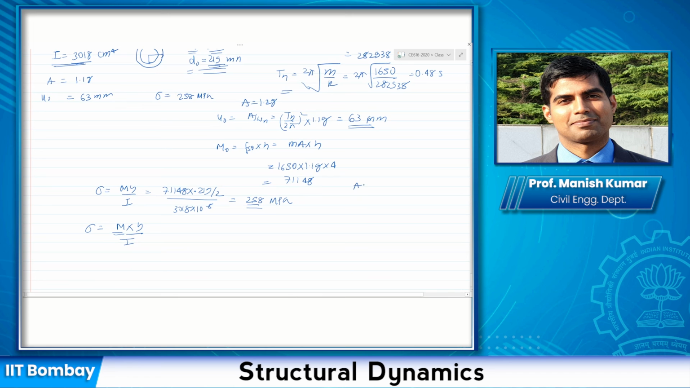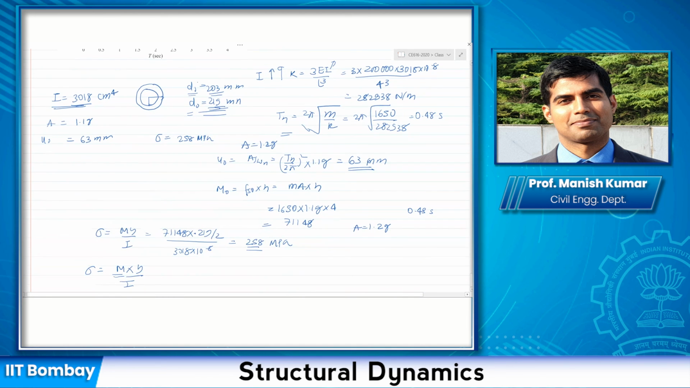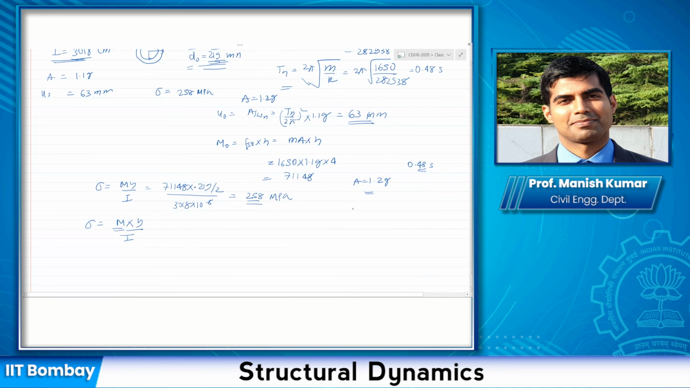I can do that calculation and see that if I take A equal to 1.2 g at 0.48 second, in fact, I should have done that. I have read it at 0.5. I should have read it at 0.48. In that case, A would become 1.2 g, so that my equivalent force becomes mass times 1.2 g, which is equal to 19404.